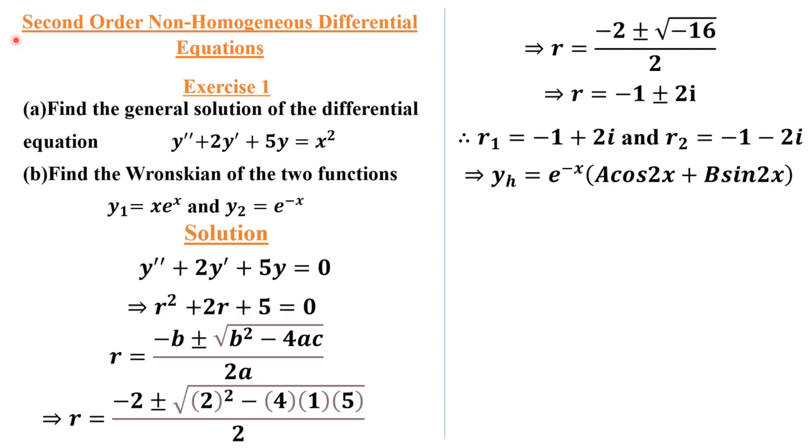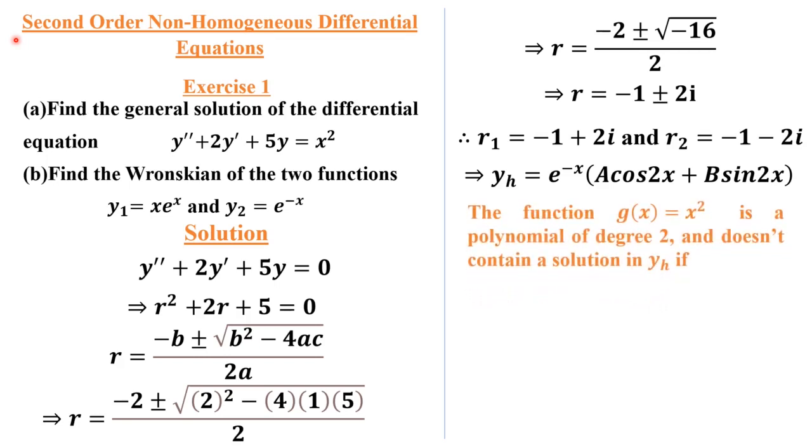Having obtained the solution to the homogeneous differential equation, you now move into getting the particular solution. So the function g of x equals x squared, is effectively the right hand side of the non-homogeneous differential equation. It's a polynomial of degree 2. As you can see, the degree of this polynomial is 2, and it doesn't contain a solution in the homogeneous differential equation. So your y particular, that is the particular solution, is equal to a0 plus a1x plus a2x squared. So that is the guess for the particular solution. Essentially, the general solution y is equal to the sum of the homogeneous and the particular solutions.